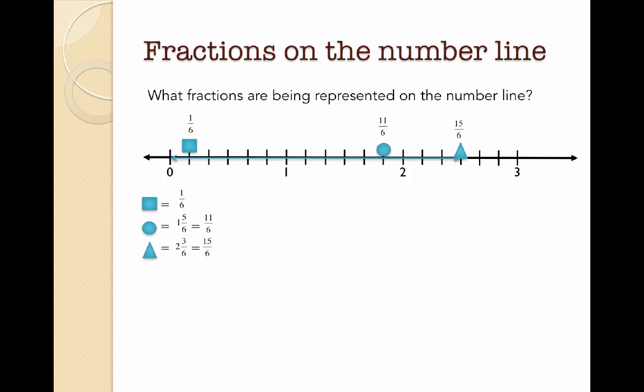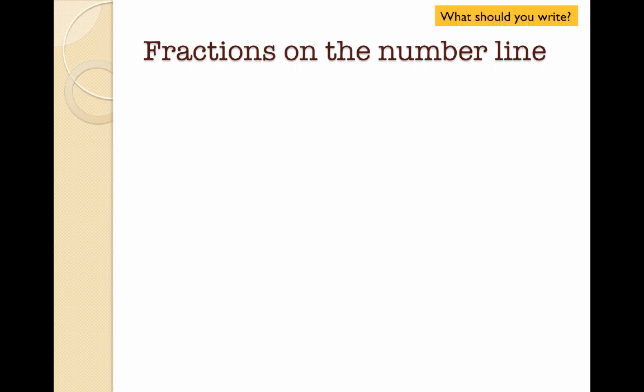One last equivalent fraction I want to show you is if we look at our number line between 2 and 3 right now, you might notice that that triangle is halfway between the 2 and the 3, meaning that the triangle can also be represented as 2 1/2. This means that our two fractions we've already got, 2 and 3/6 as well as 15 sixths, are exactly the same as 2 1/2.